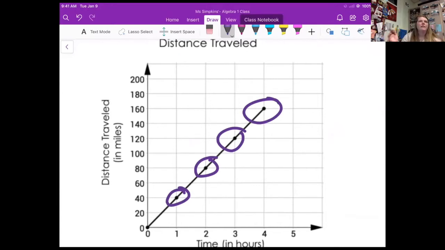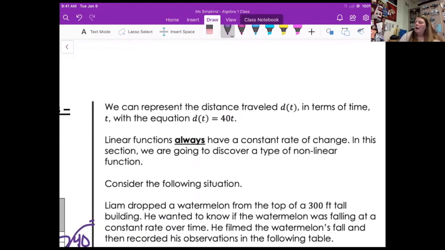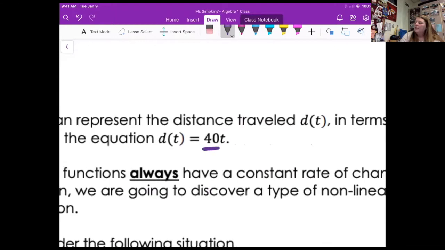Another way to represent this would be an equation. So they use T. We would usually use X and Y. So 40 times however many hours I drove would give me my total number of miles. This is something we've been doing for like 3-4 weeks. So now let's look at something that would not be linear.